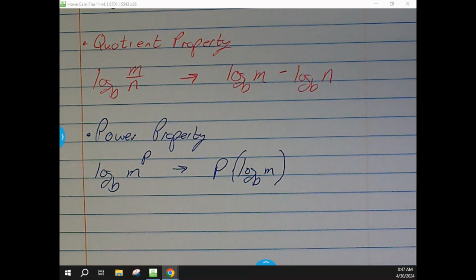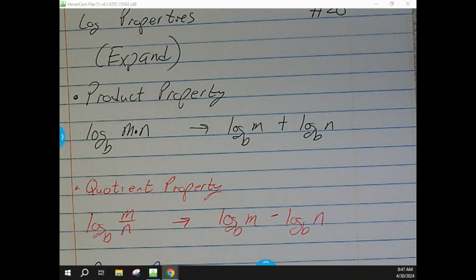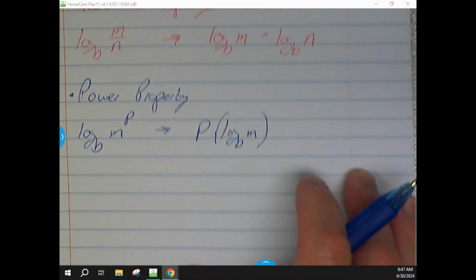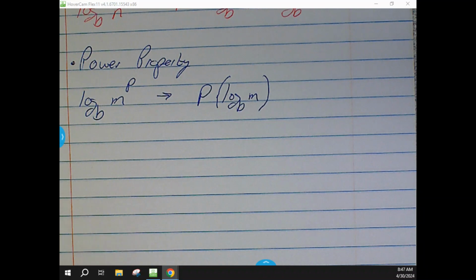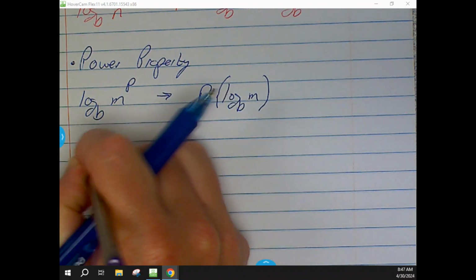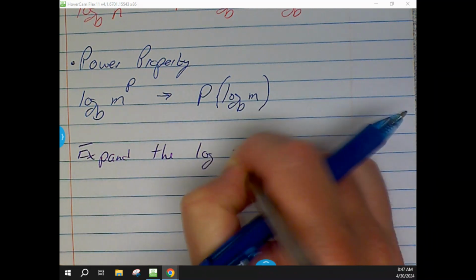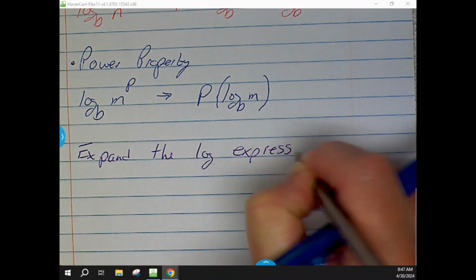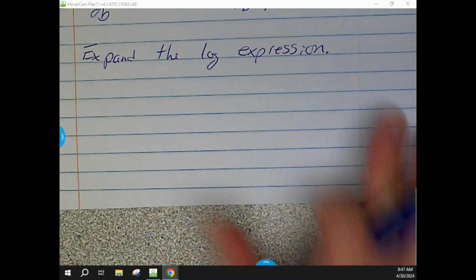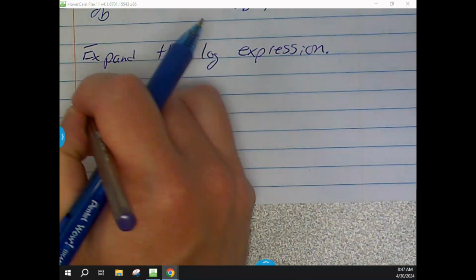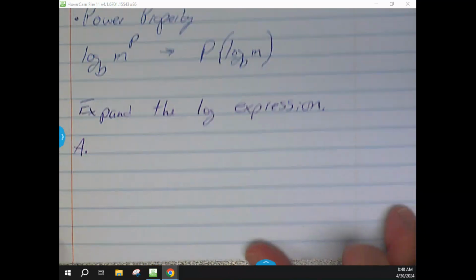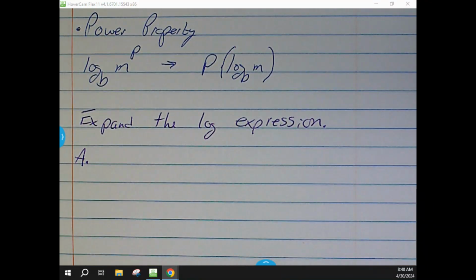And here's what it's going to do. We're going to show you some examples where they're going to tell you which way to go. So it's not one of those things of, what do I do. They're going to tell you to expand, or when we look at going the other way, we're going to condense it. So you'll know exactly what it is that you're doing. It's not going to be a trick question. Okay, so the directions will be to expand the log expression.